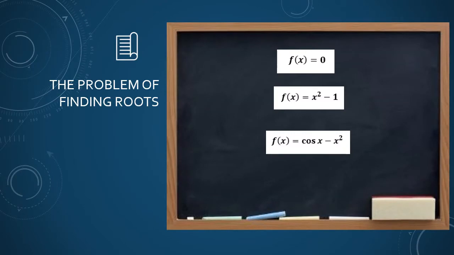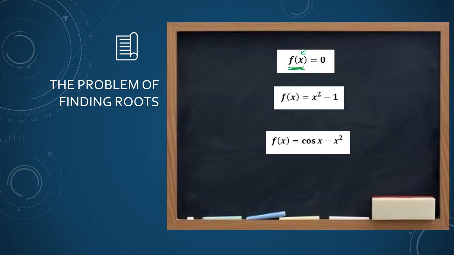So the Newton-Raphson method is a method of finding roots for functions. We have a function f of x, and if we set it equal to 0, then the x that we would plug in to get that function to equal 0 is called our root.